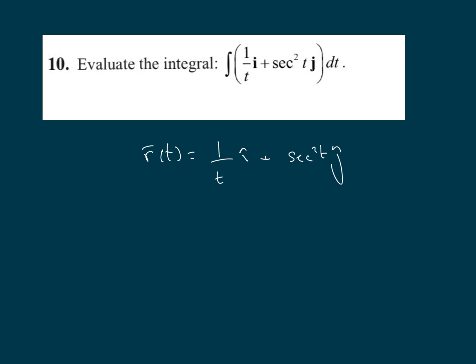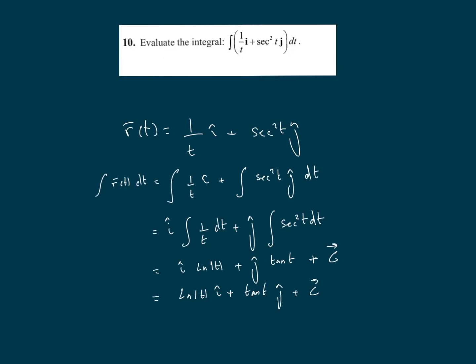So this is a vector valued function that is not defined at t equals 0. And the last problem says to evaluate the integral of a certain function, let's say r of t. So r of t will be 1 divided by t i plus secant squared of t j. So it's a vector valued function. It's not defined at t equals 0, and it's not defined when secant squared is 1 divided by cosine squared of t. So when t equals pi divided by 2 it is not defined, for example. So they say, do the integral of r of t dt.